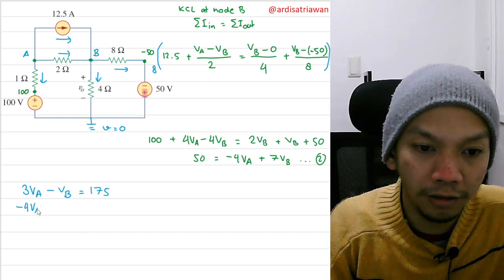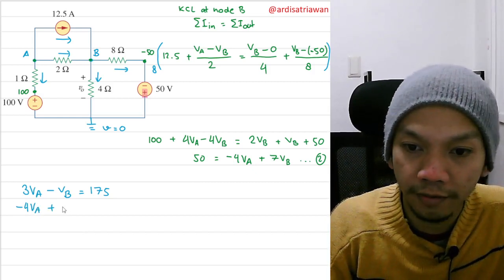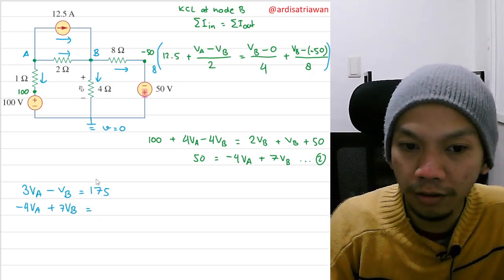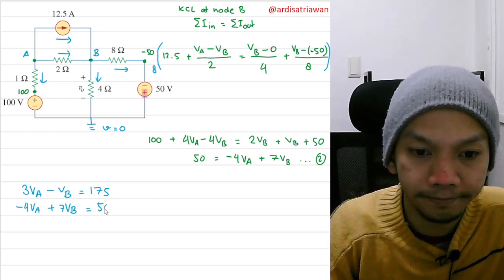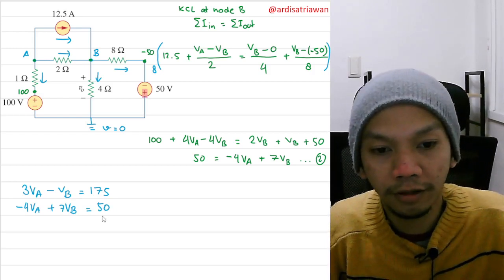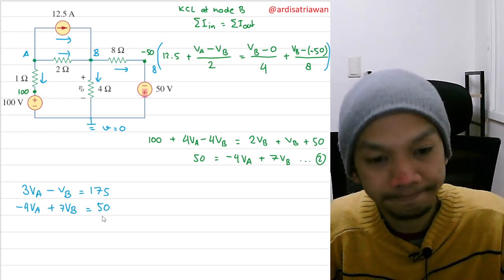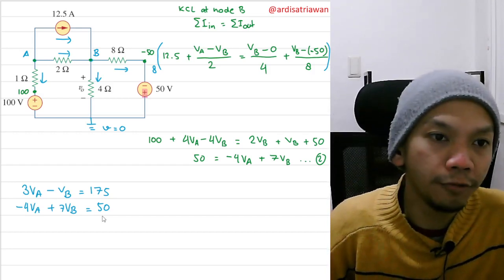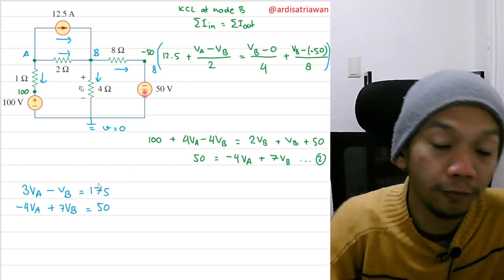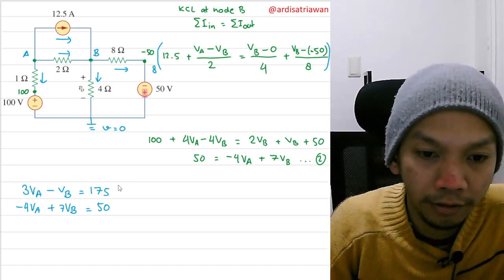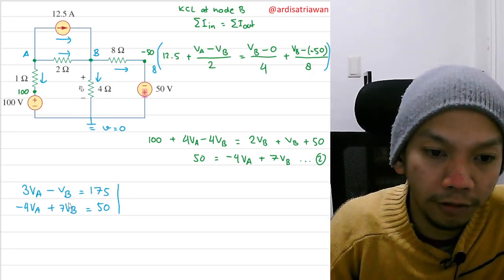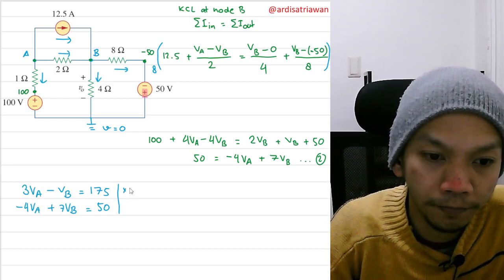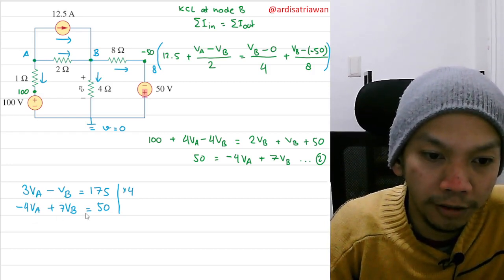Minus 4VA plus 7VB, that will be 50. Okay, what can we do from here? This can be solved using substitution and elimination, right? Okay, what I can do is maybe multiply this by 4, and multiply this by 3.